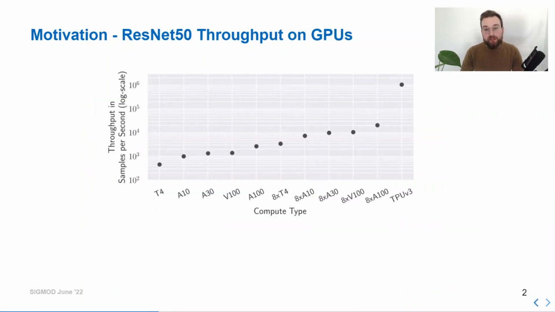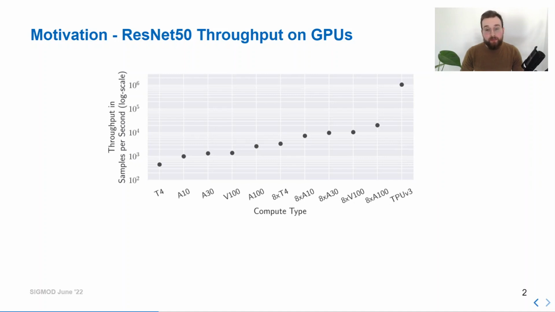So, to motivate the problem, we have prepared the following example. This figure features the throughput of different GPUs for the popular ResNet 50 computer vision model. On the x-axis, you see the GPUs sorted by their compute capability, and on the y-axis you see the throughput in samples per second on a logarithmic scale. It's easy to see that with a better GPU, you get a higher throughput of the same model, even ranging to 1,000,000 samples per second for the TPU v3.